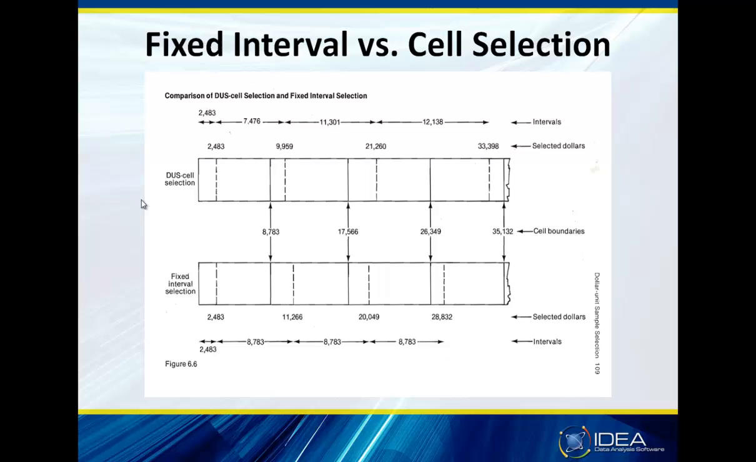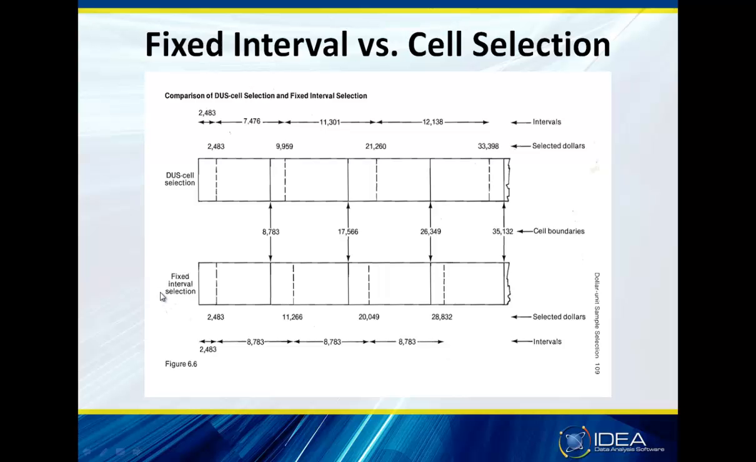And in order to best describe what the difference is between these two methods, you kind of have to understand the actual physical process of monetary unit sampling. So think about it like this. We're going to line up all the dollars from the first dollar to the last individual dollar. And that's what these rows here represent, these row blocks here. So you can see here we have one for monetary unit sampling cell selection and one for fixed interval selection.